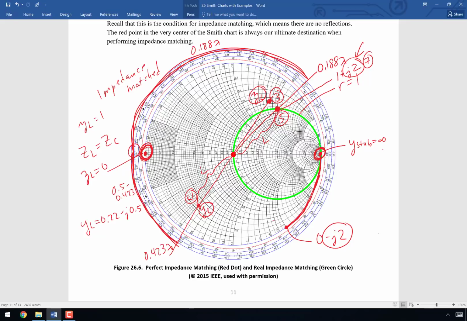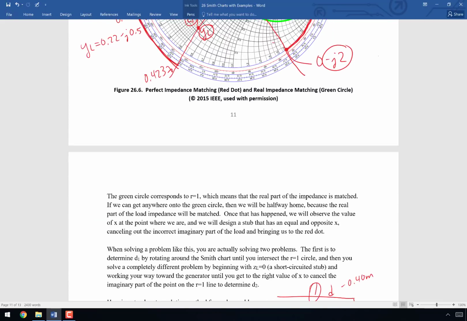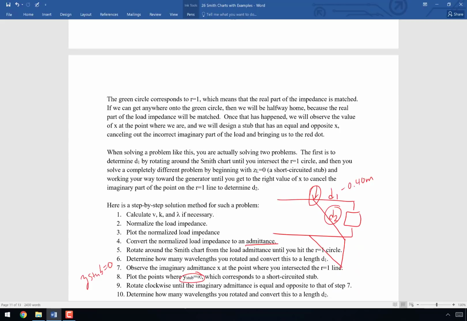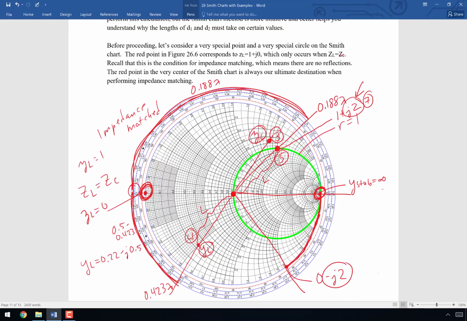So how far did I have to march? I'm going to try to draw a straight line up to there, and then I have a straight line over to here, and it's that angle that I moved. Rotate clockwise until the imaginary impedance is equal and opposite to that of step 7. That was step 9. Let me label step 9 up here, because this was step 8, and this step 9 is figuring out how far we rotated.